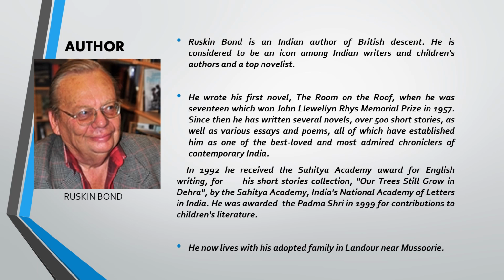Ruskin Bond is an Indian author of British descent. He is considered to be an icon among Indian writers and children's authors and a top novelist. He wrote his first novel, The Room on the Roof, when he was 17, which won the John Llewellyn Rhys Memorial Prize in 1957. Since then, he has written several novels, over 500 short stories, as well as various essays and poems, all of which have established him as one of the best loved and most admired chroniclers of contemporary India.